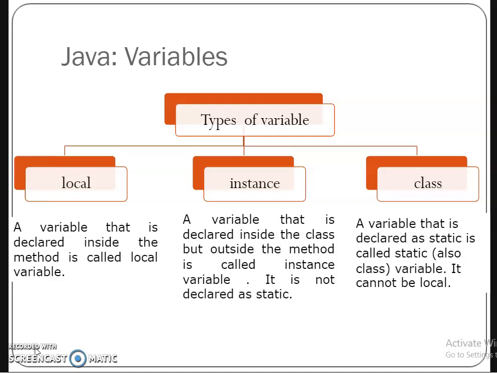And then the third one is the class or static variable. A variable that is declared as static is called a static variable, also called a class variable. It can't be local.